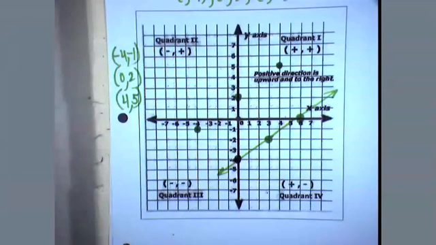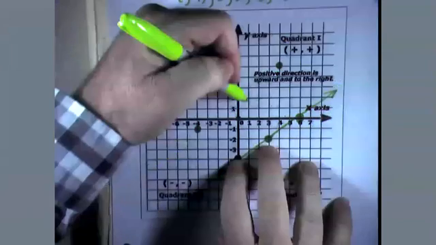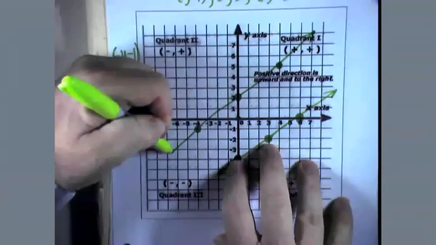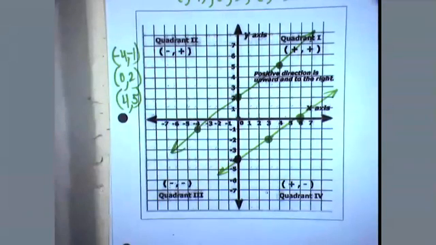And all our points are what's called collinear, which means they all form a line. So we connect the dots and get the graph of our equation. Again, any questions so far about finding ordered pairs or graphing lines?